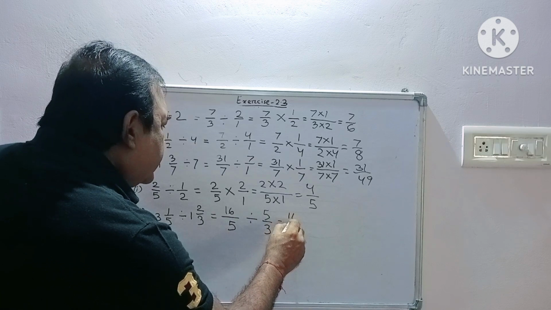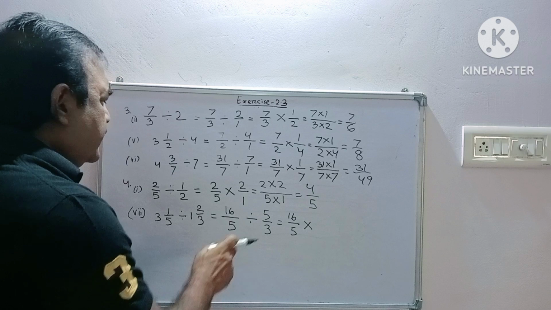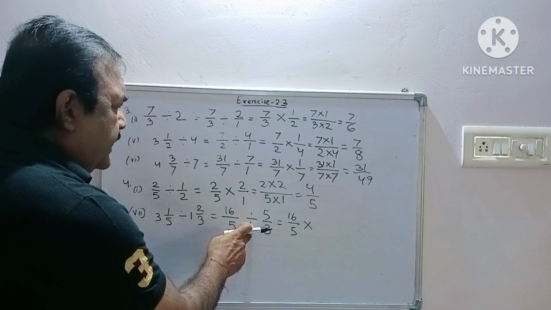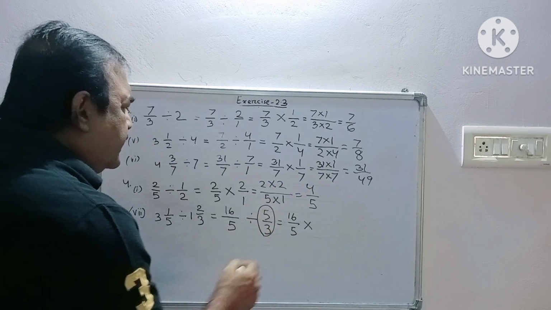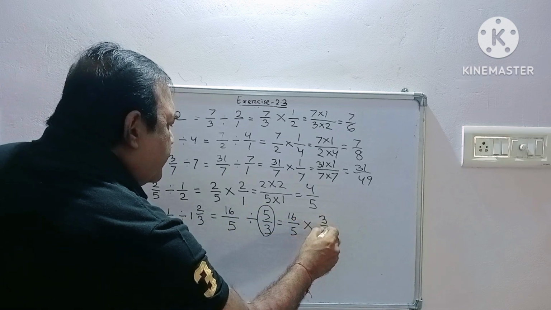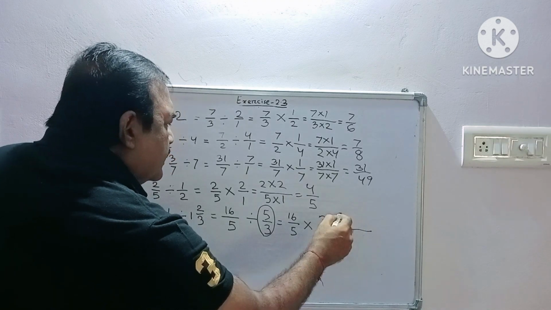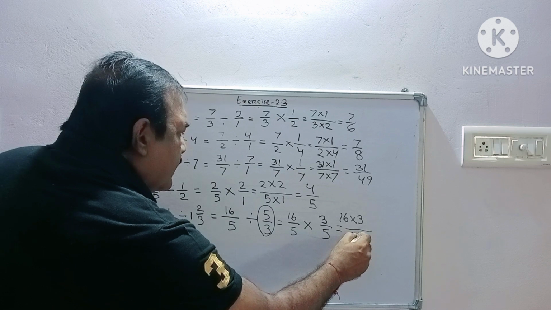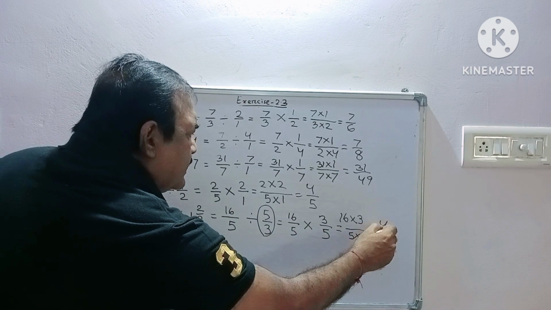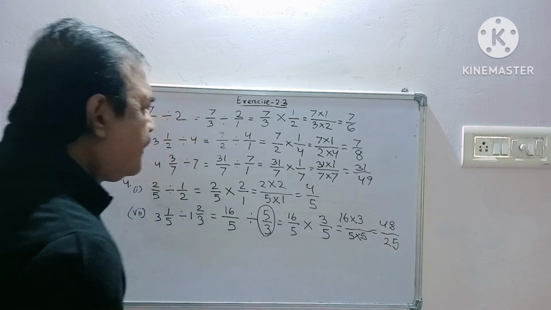That is equal to 16 upon 5 into, because we change the sign of division here, so what will be the divisor here? That will be 3 upon 5. You just take the reciprocal of 5 upon 3. That is equal to numerator into numerator divided by denominator into denominator. That is 16 3s are 48 upon 25.